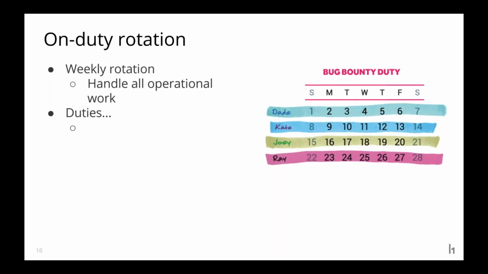So the best way to handle this, bug bounty programs can provide some interrupt-driven work. So you'll want to set up a weekly rotation so you're not getting interrupted all the time, and it's very clear who's taking care of your bug bounty program on a week-to-week basis. These duties include things like triaging reports. So when a hacker submits a bug report to you, actually reading the report, determining if the bug is reproducible, handling all communication and back and forth.